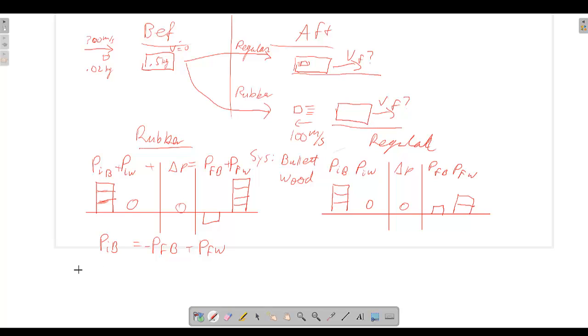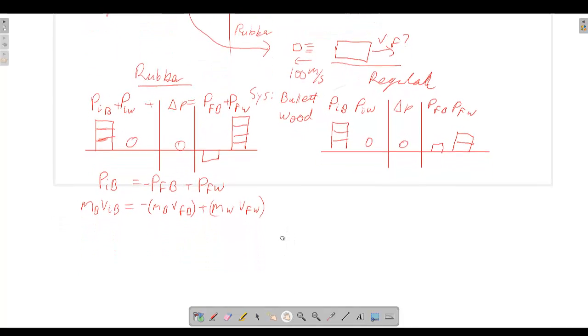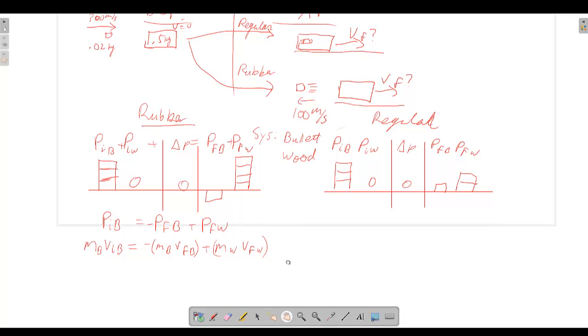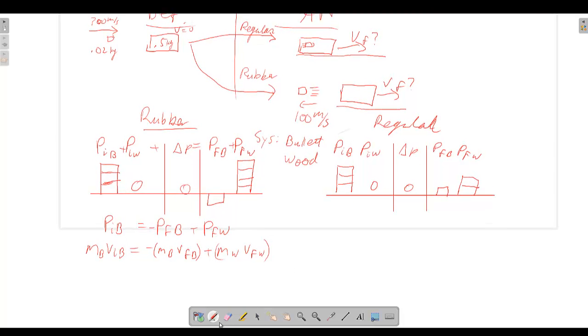So the equation for momentum is mass times velocity. So this is mass of the bullet, v initial bullet. And then for the block, we have negative mass bullet, v final bullet, plus mass wood, v final wood. Important for this to be negative, don't forget that. Then we can start plugging in values and calculating our solution.